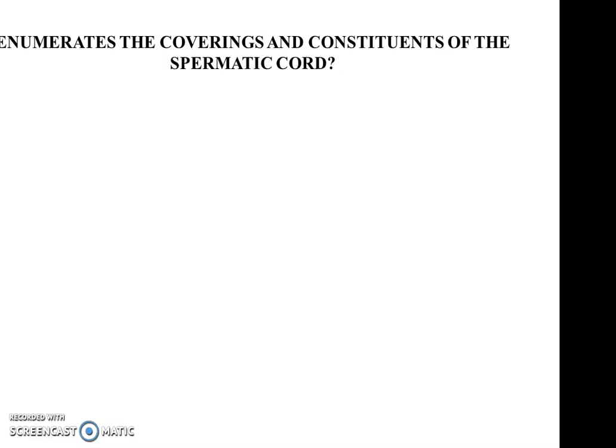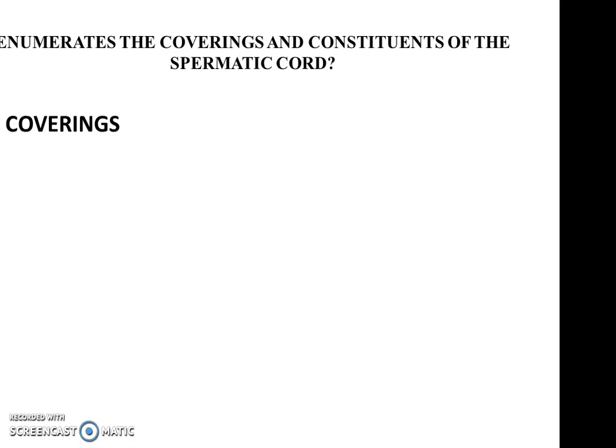Yours is to make sure you enumerate the coverings separately, and look at the conjunction, and then you enumerate the constituents separately. This will enable you to garner the marks or the points allocated to any of them. Now, let's look at this. So, you start with the coverings. One thing you should know: the coverings of the spermatic cord could either be mentioned from inside to outside or from outside to inside. This is very important.